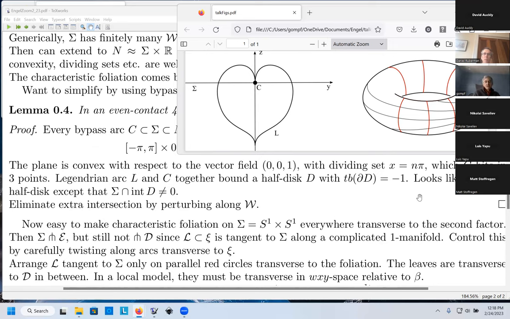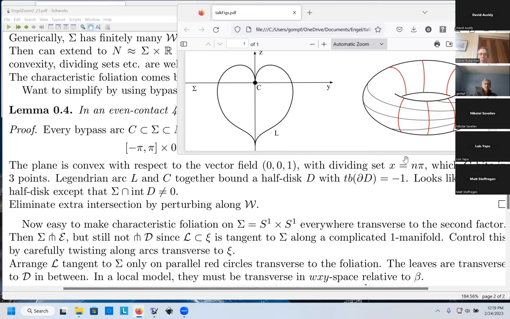In that local model, we can take the Z coordinate to be just along these arcs, and then we can drop the Z coordinate and look in WXY space parameterized by this whole circle, the Z coordinate. And what we get is a one parameter family of arcs that are transverse to the other contact form beta that I talked about in WXY space. And so now we have standard theory that says a transverse arc can be made Legendrian by putting a bunch of wiggles in. And so then what we can do is make all these things Legendrian.